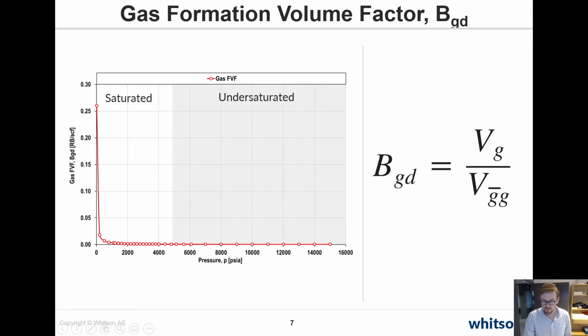And it's defined as the reservoir volume of gas divided by the surface volume of gas originating from the gas phase.